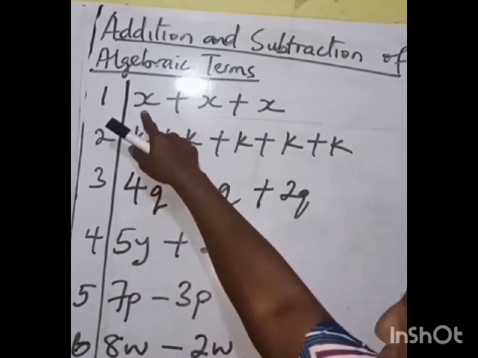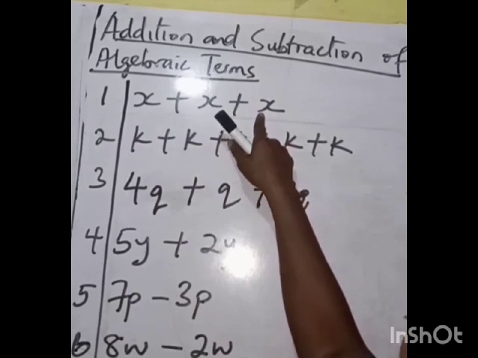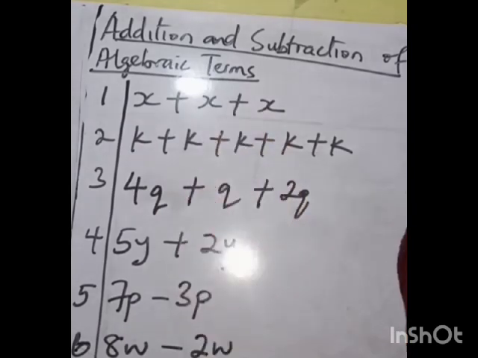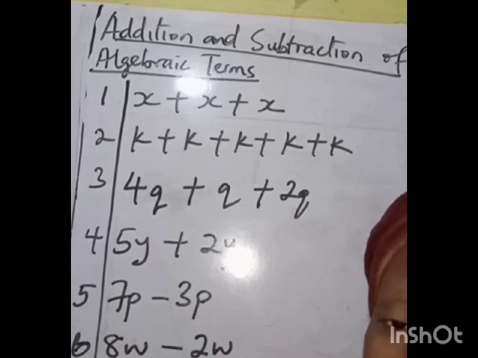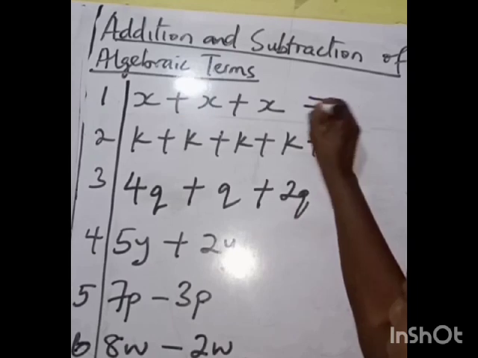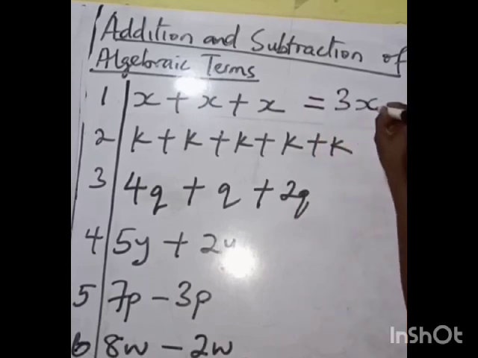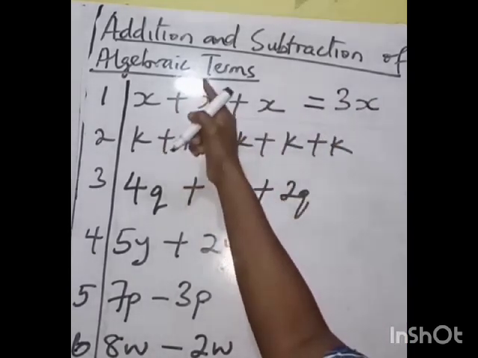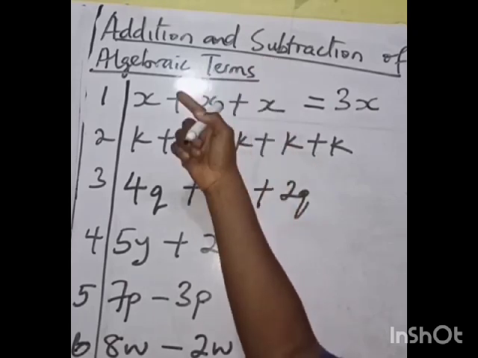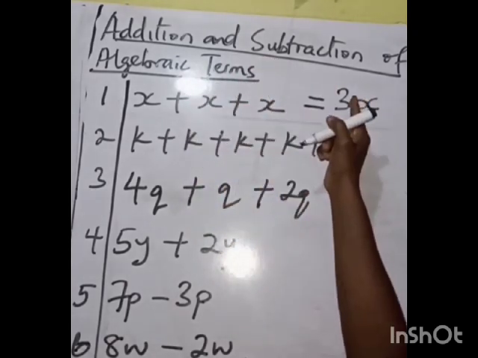So x plus x plus x, what it means is that we have x in 3 places. If x can be seen, we can say that we have 3 pieces of x. x plus x plus x, x in 3 places, and that will give us 3x. So when you add a particular letter repeatedly, you have the coefficient.